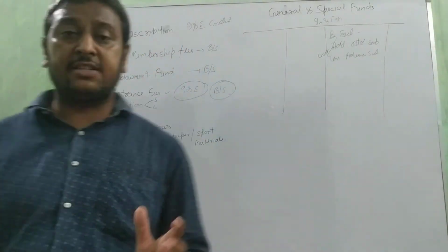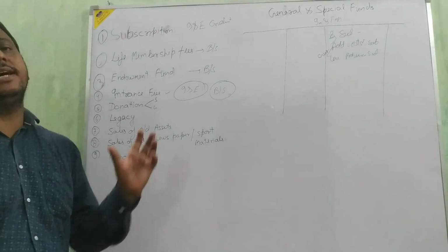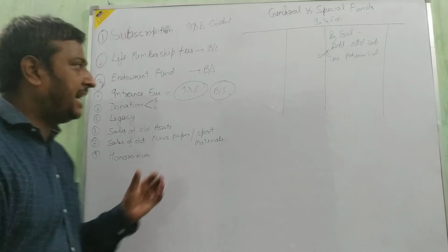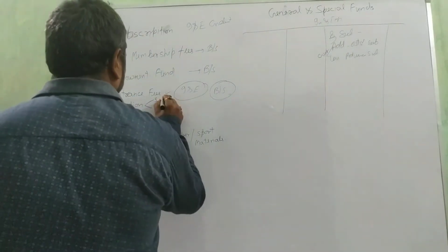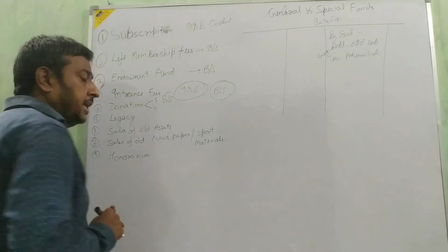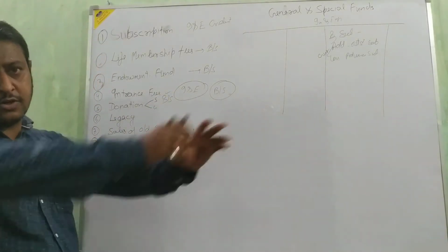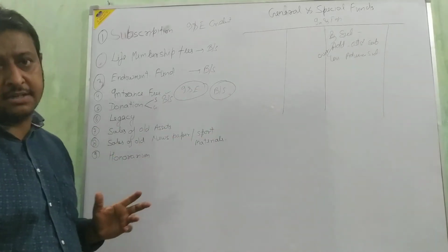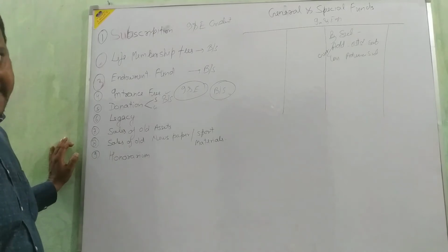If you are taking this type of donation for anything, that is a special donation, and we are showing this special donation in the balance sheet. We show it in the balance sheet because it's a special donation. Okay, beta? So we are showing this special donation in the balance sheet.